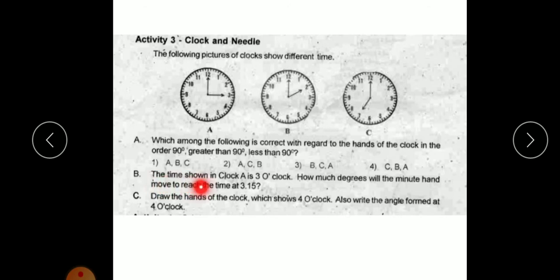Next, the time shown in clock A is 3 o'clock. How many degrees will the minute hand move to reach the time 3:15? See, here is the minute hand. So this hand should be moved to here, is it? When the time is 3:15, both the hands will be together, is it? So from here to here it should move. So what is the measure of the angle? Yes, 90 degree.